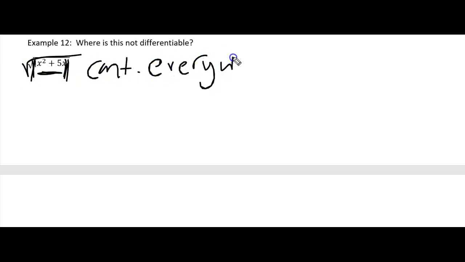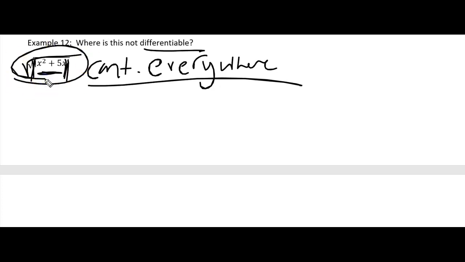Remember, if you want to tell if a function is differentiable, you have to look at the continuity first, because if a function is not continuous, then it's not differentiable. But now we're going to move on to see if it's differentiable. To see that, we're going to take the derivative of this function. Now, this is a chain rule. It's actually a double chain rule.